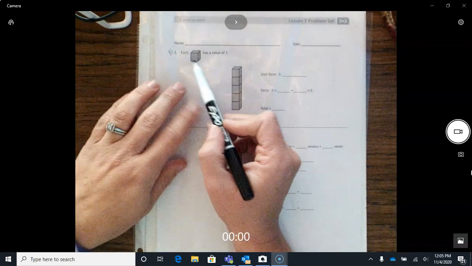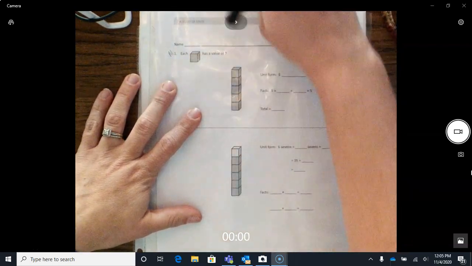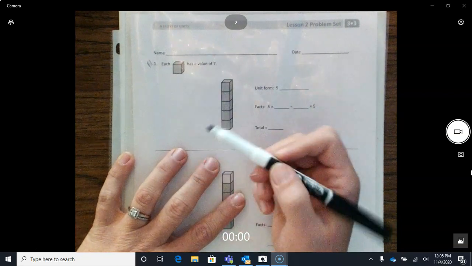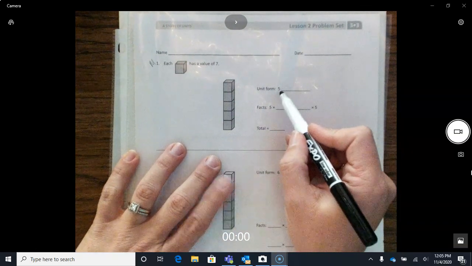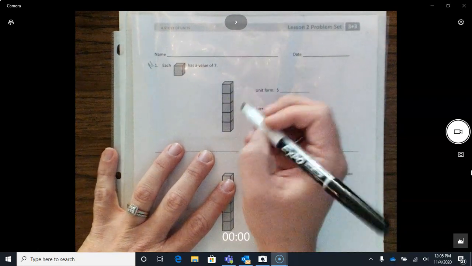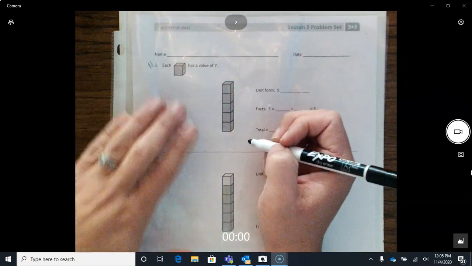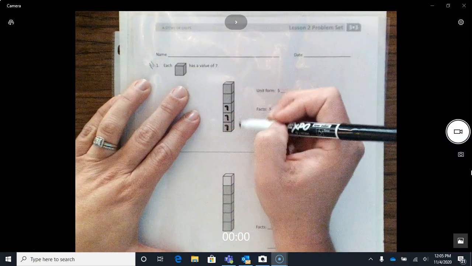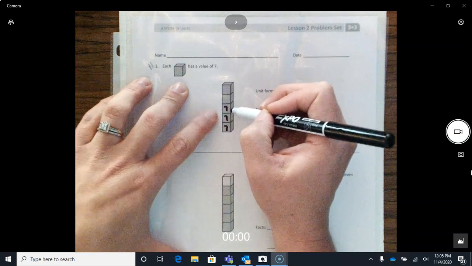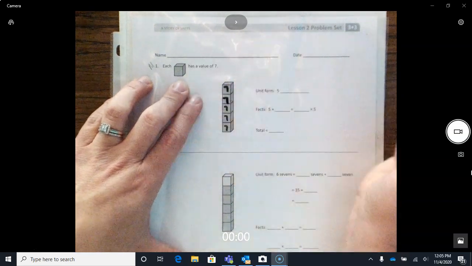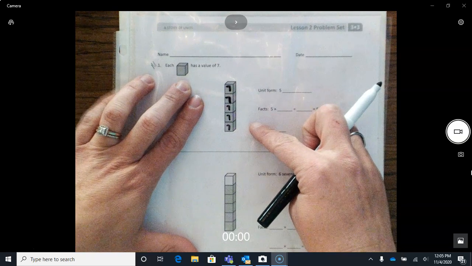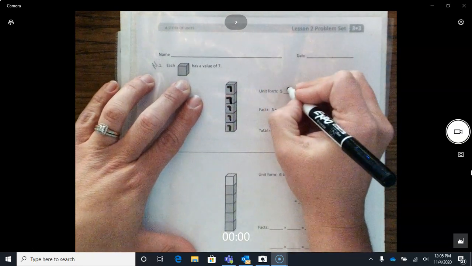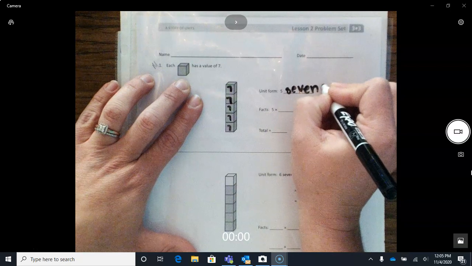So it says each block has a value of 7. Okay? So it says unit form. That was like what we were just talking about with our circles. We would say 5, and what to each of those equal? Now if it helps, let me tell you a secret, if it helps, put that number inside those blocks. It said each block has a value of 7, so this block has 7, this is 7, this is 7, this is 7, and this is 7. So how many 7s did we have? Yeah, we had 5 7s. So on this line, we're going to write 7s.